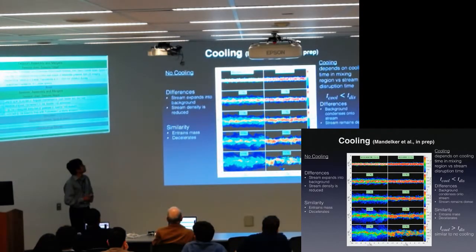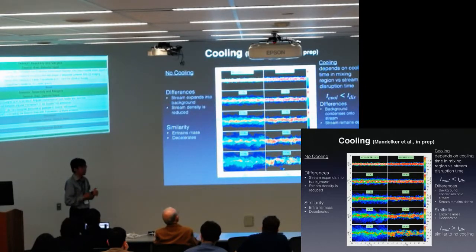The other thing that I also talk about is the cooling. This is the work led by Neil Monaco here. The left-hand side is the one with no cooling, and the right-hand side is the one with cooling. In these simulations, the important parameter is the cooling time in the mixing region. If this cooling time is less than the disruption time, then the cooling is effective. And you can see the difference between these two panels.